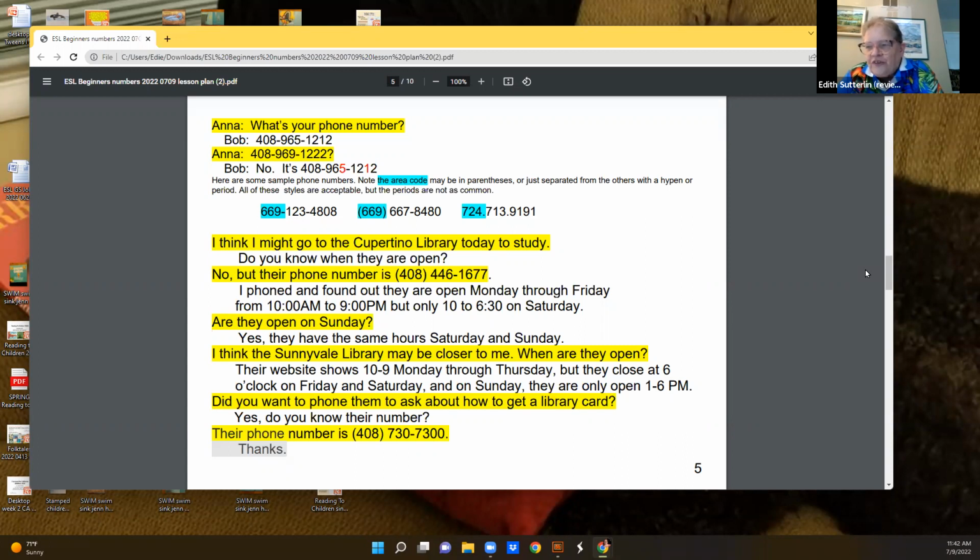Their website shows 10 to 9, Monday through Thursday. So let's try that part. Their website shows 10 to 9, Monday through Thursday. But they close at 6 o'clock on Friday and Saturday. And on Sunday, they are only open 1 to 6 p.m. On Sunday, they are only open 1 to 6.